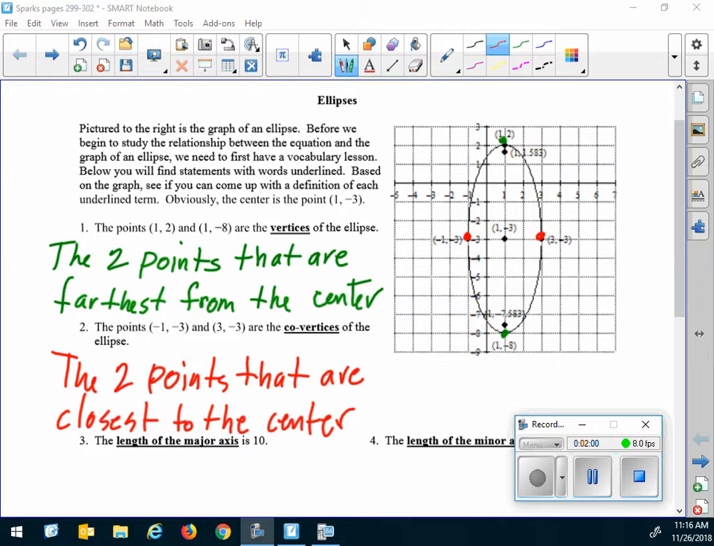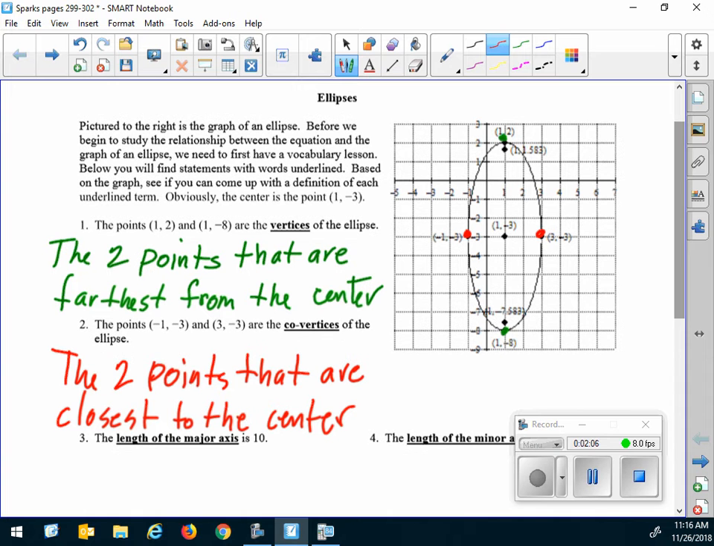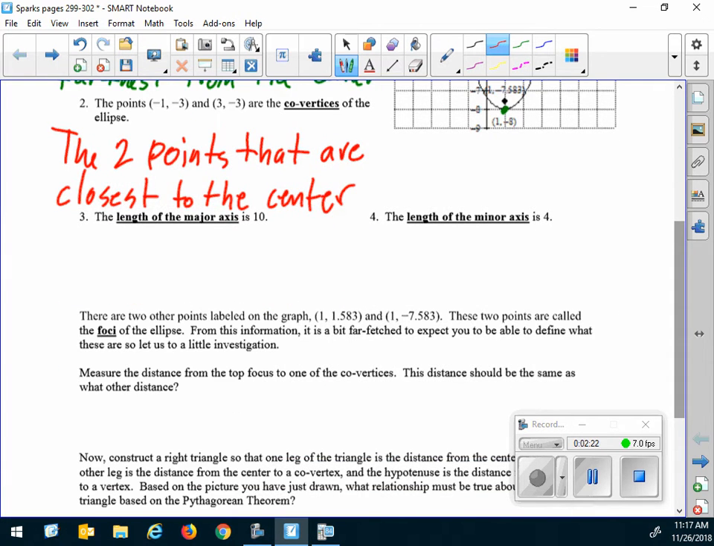Look at number 2. The points (-1, -3) and (3, -3) are the co-vertices of the ellipse. So what are co-vertices? The 2 points that are closest to the center, right? Okay. Look at question 3. The length of the major axis is 10. Look at that graph. Can you figure out if the major axis is 10 units long? Where's the major axis? The distance between the vertices. Yeah. The major axis is the distance between the vertices.